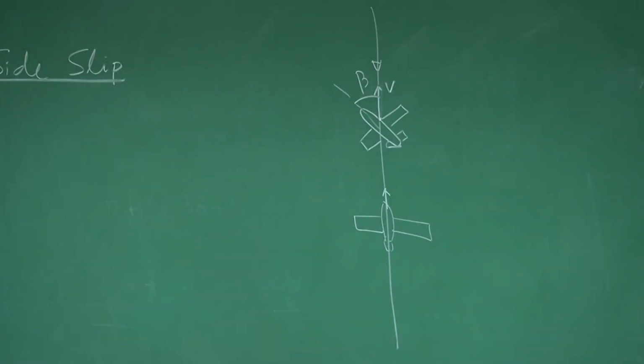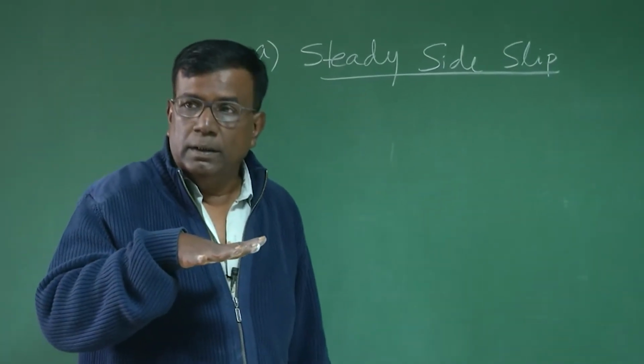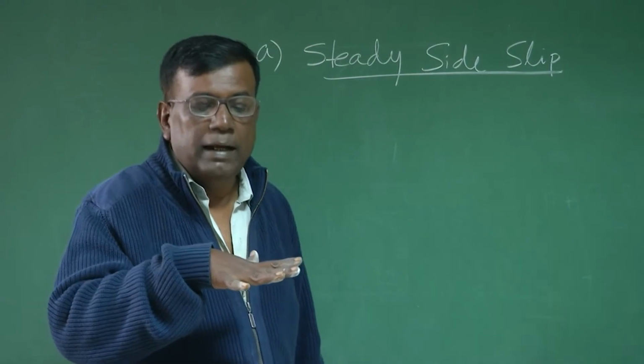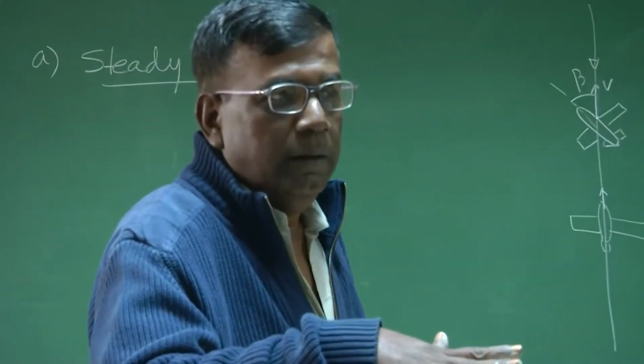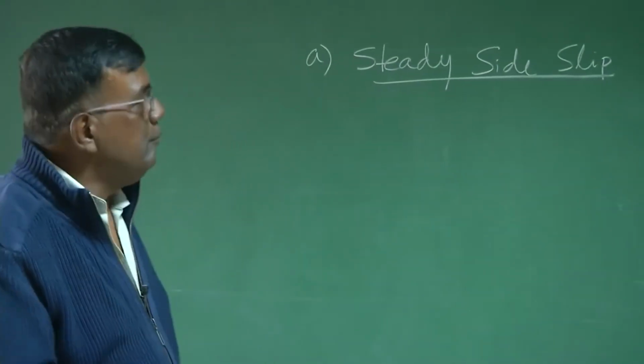So what we will do in a steady side slip, the maneuver would be, I will be flying the machine, I'll bank it and I'll give appropriate rudder correction, and I'll be flying like this at a constant beta, at a constant speed. Right? That is a steady side slip maneuver.